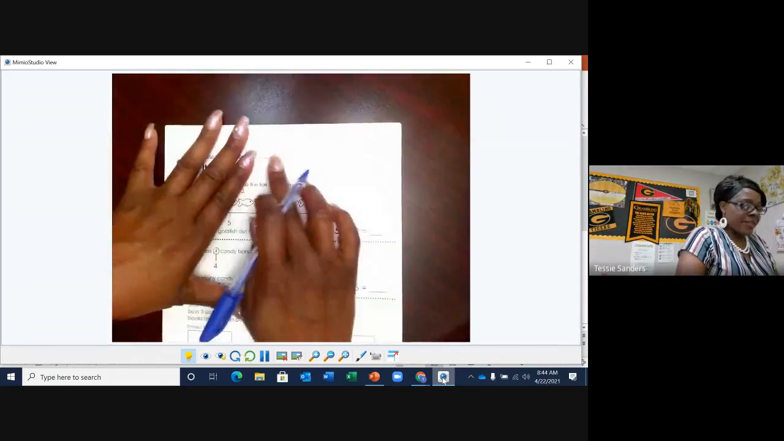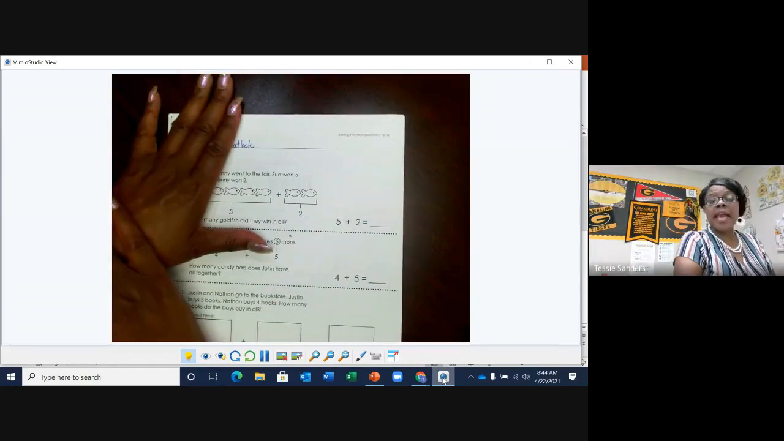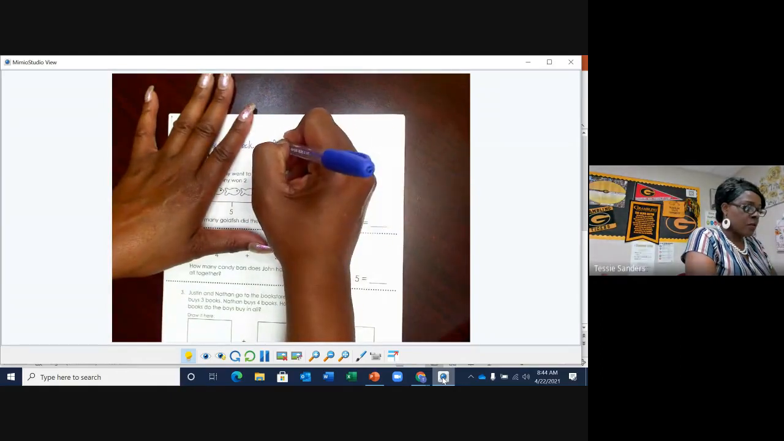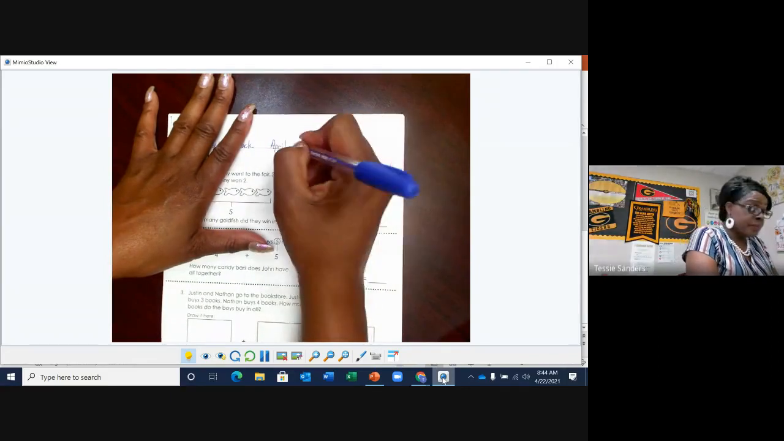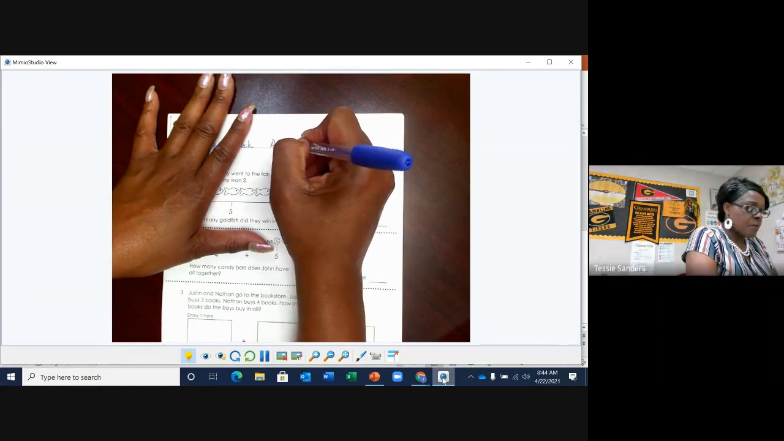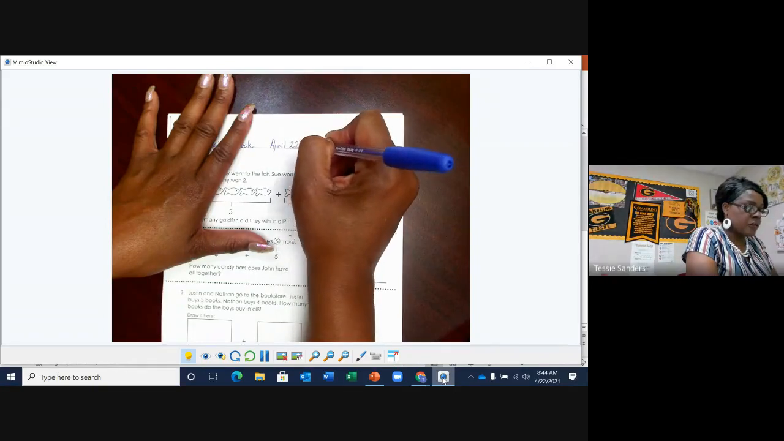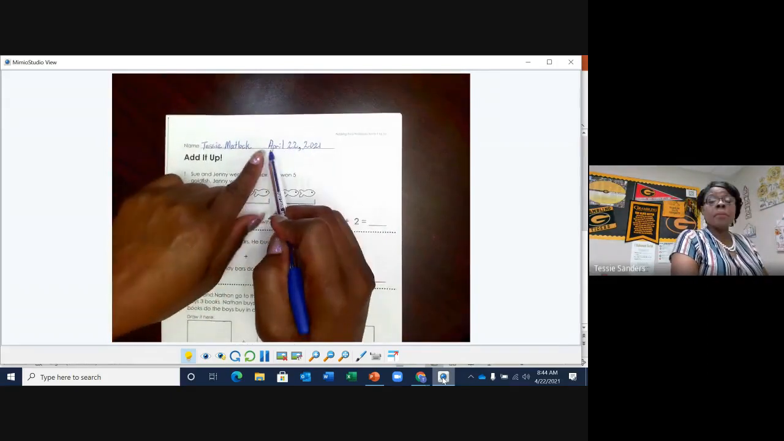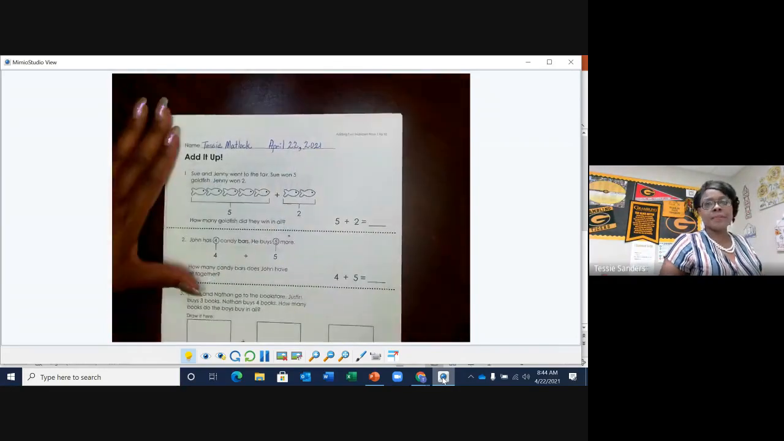And write the date that you are viewing this session by spelling out the month. Example, it is April, capital A, lowercase p, R-I-L, 22nd. Write your numbers neatly. Be conscious. Think about how you are forming your letters and your numbers. Great job.